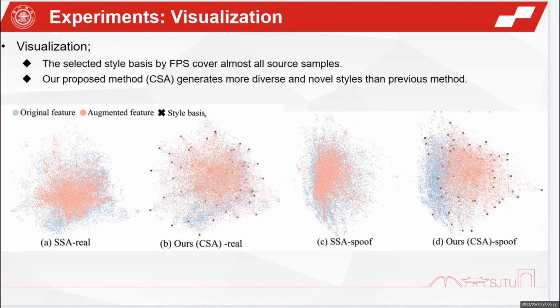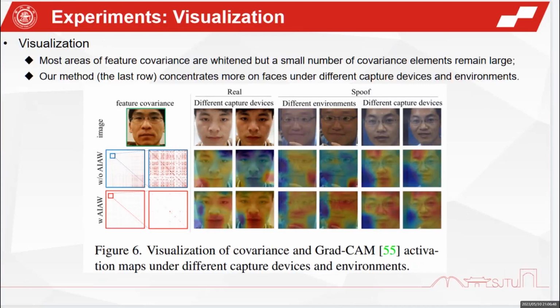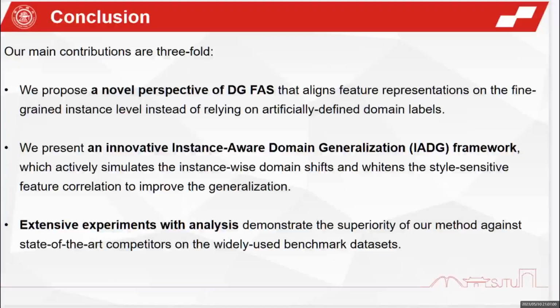The visualization of the feature distribution shows that the style bases selected by our method can cover almost all of the source samples, and our proposed CSA generates more diverse and novel styles than the previous method. And this is the visualization of covariance and the Grad-CAM activation maps in different scenarios, which demonstrates the effectiveness of the proposed method. To sum up, our main contributions are threefold.